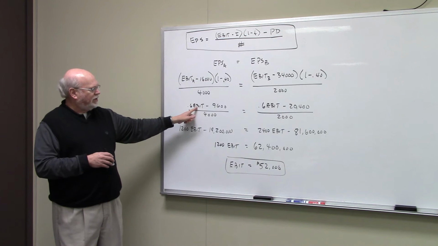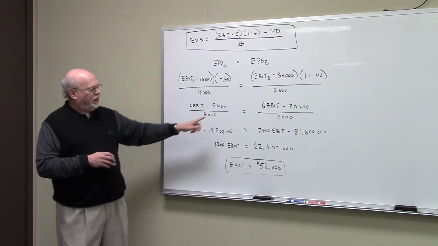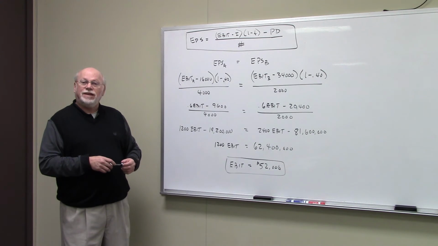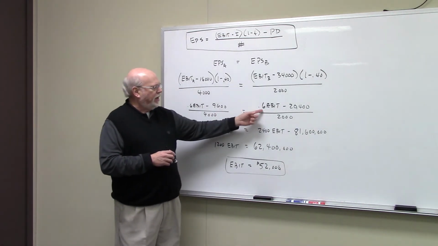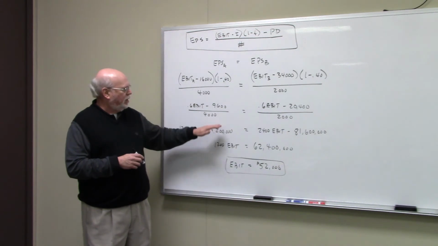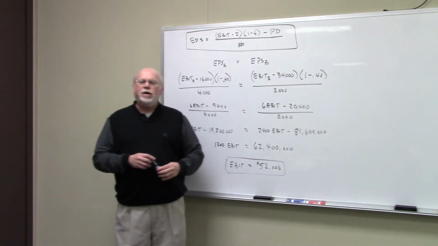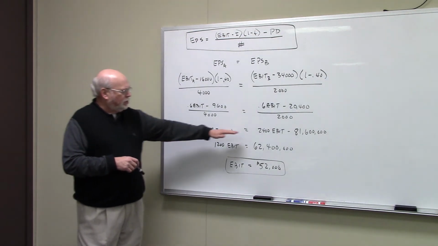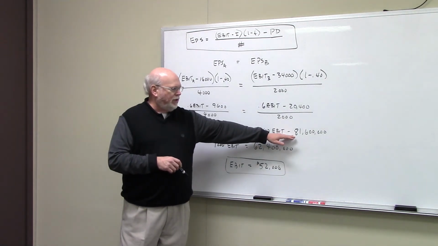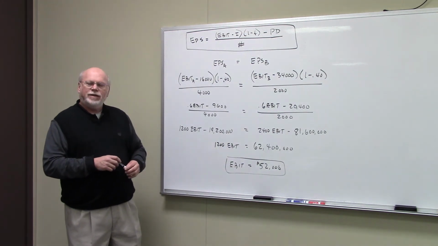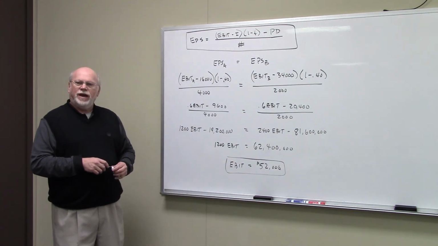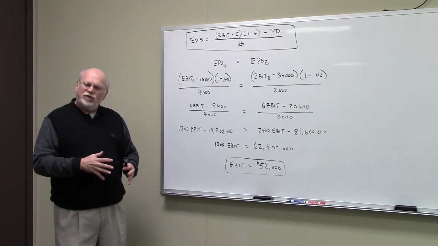We're going to multiply this denominator by this numerator, this denominator by this numerator. So 2,000 times 0.6 EBIT is 1,200 EBIT, and 2,000 times a negative 9,600 is a negative 19,200,000. On the other side, 0.6 times 4,000 is 2,400 EBIT, and a negative 20,400 times 4,000 is a negative 81,600,000. 2,400 minus 1,200 EBIT gives us 1,200 EBIT, and 81,600,000 minus 19,200,000 gets us 62,400,000. Solve that for EBIT, you find that the indifference point, the crossover point, is $52,000.